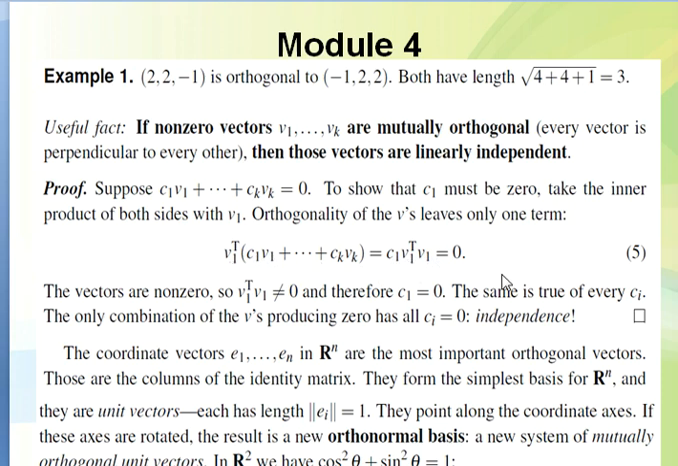We can write it in this way, and we know that v1, v2, v3 and so on are non-zero vectors. As they are non-zero, their product v1 transpose v1 cannot be equal to 0. So as v1 transpose v1 is not equal to 0, this indicates that c1 should be equal to 0. And if the constants are equal to 0, then the vectors are linearly independent.